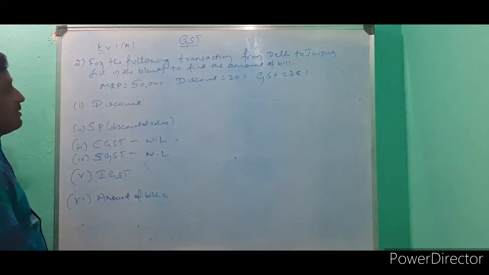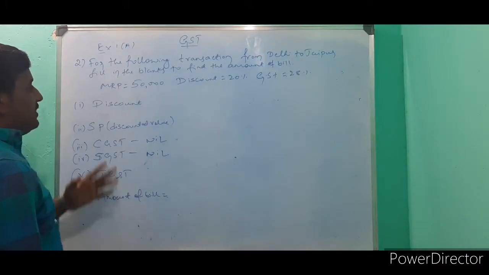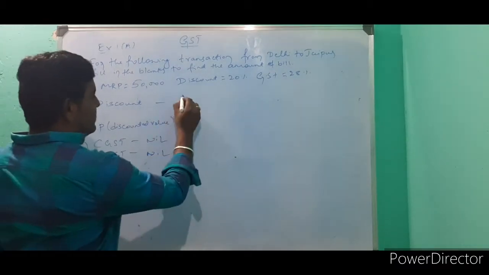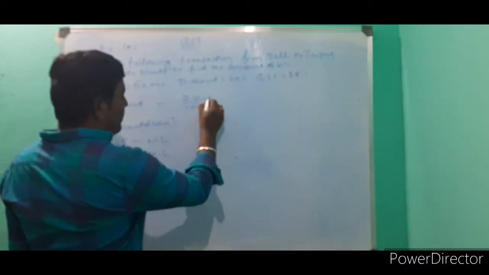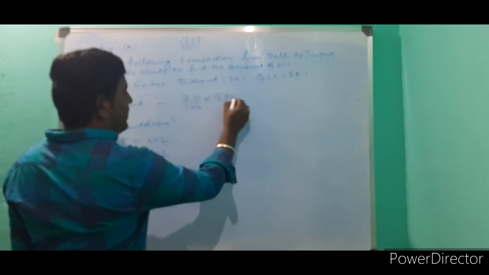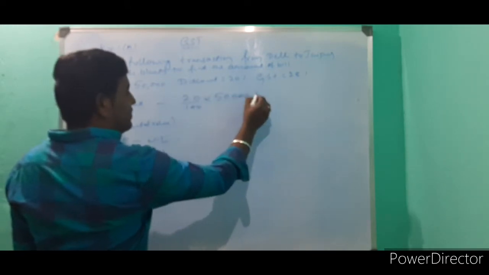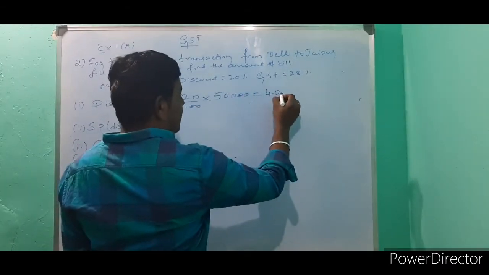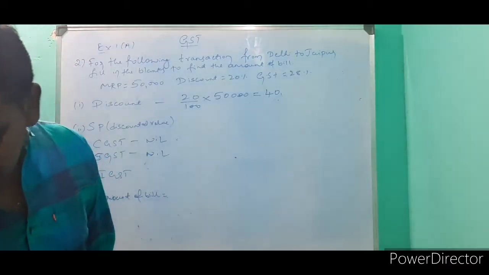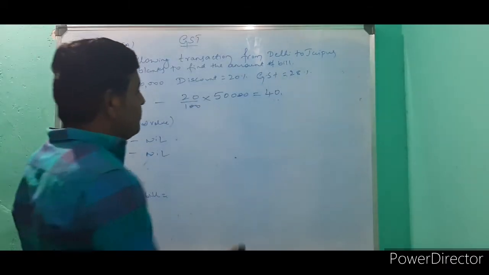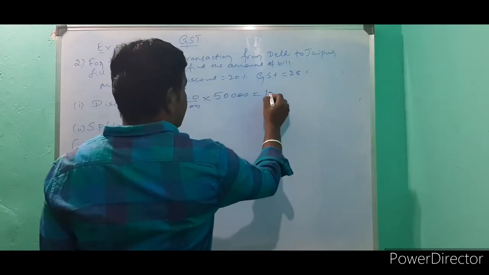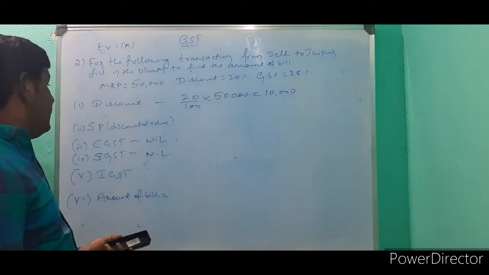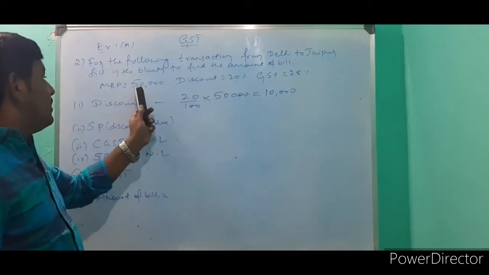Okay. Fill in the blanks to find the amount of bill. MRP is 50,000, discount is 20%, GST is 28%. For discount, 20% means 20 divided by 100 into 50,000 MRP. You can cancel these two. 500 into 20, you can multiply, you will get 10,000, right? 10,000 you will get. That is discount on MRP.